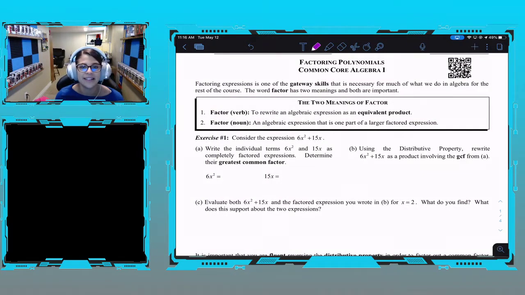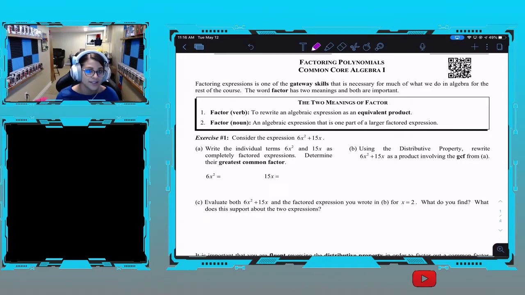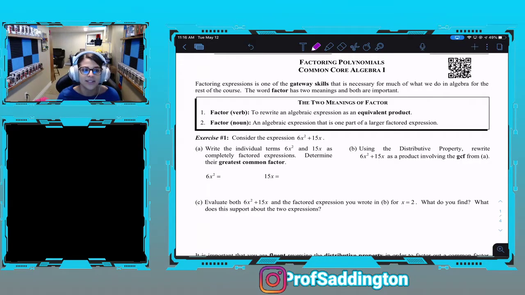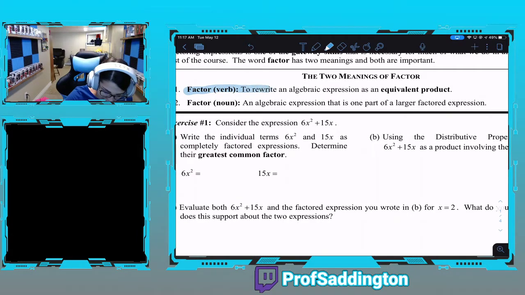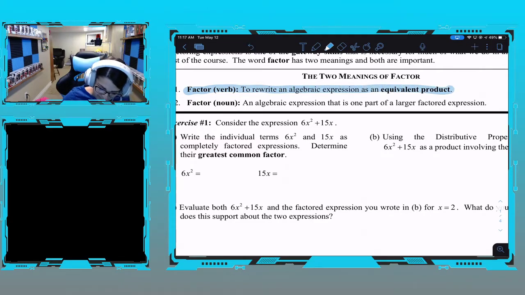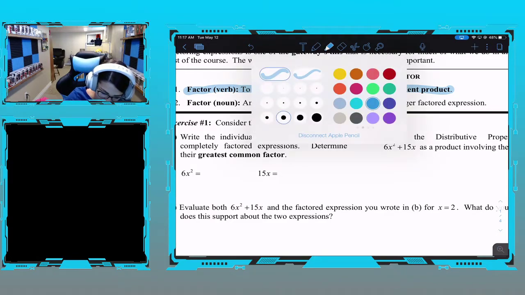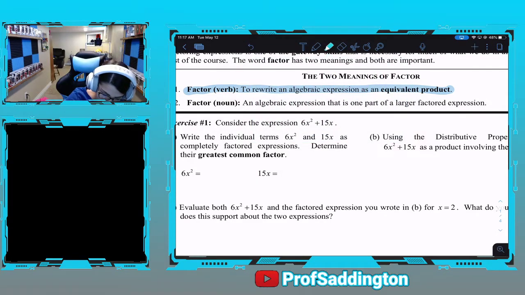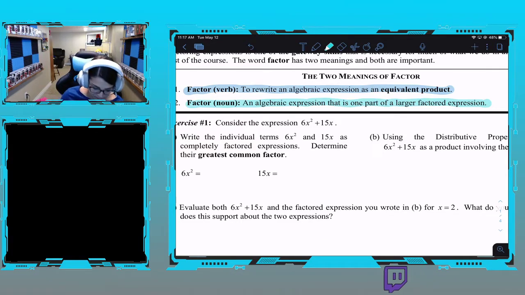There we go. All right, so today we're going to be factoring polynomials. Specifically, we're going to be factoring out the GCF, the greatest common factor. There are two ways to interpret factoring. The first is as a verb, which is to rewrite an algebraic expression as an equivalent product. The other way is as a noun, which is a factor, an algebraic expression that is one part of a larger factored expression. We're going to be looking at both of those today.